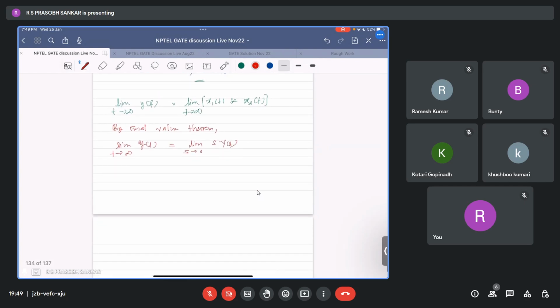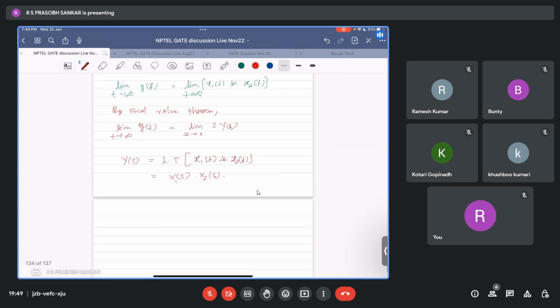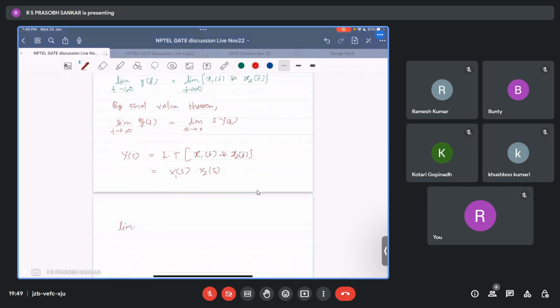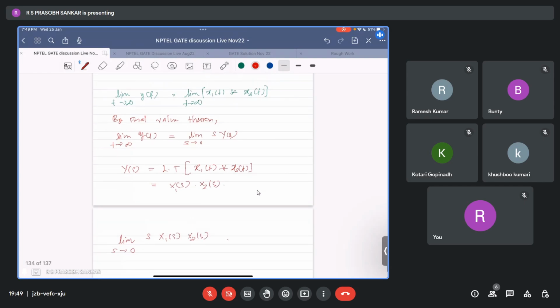If there is something not clear, please let me know. Now, what is Y(s)? Y(s) is the Laplace transform of x1(t) convolution x2(t). This will be the product of the Laplace transforms X1(s) times X2(s), because if you do convolution in the time domain, it becomes multiplication in the Laplace domain. So basically, we want to find the limit of s going to 0 of s times X1(s) times X2(s). This is the result. By the way, this assumes that we can actually compute this limit.